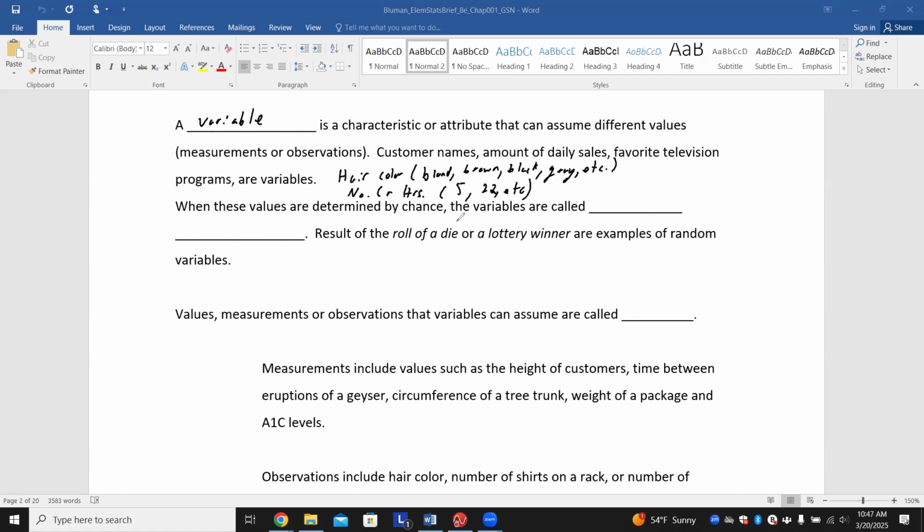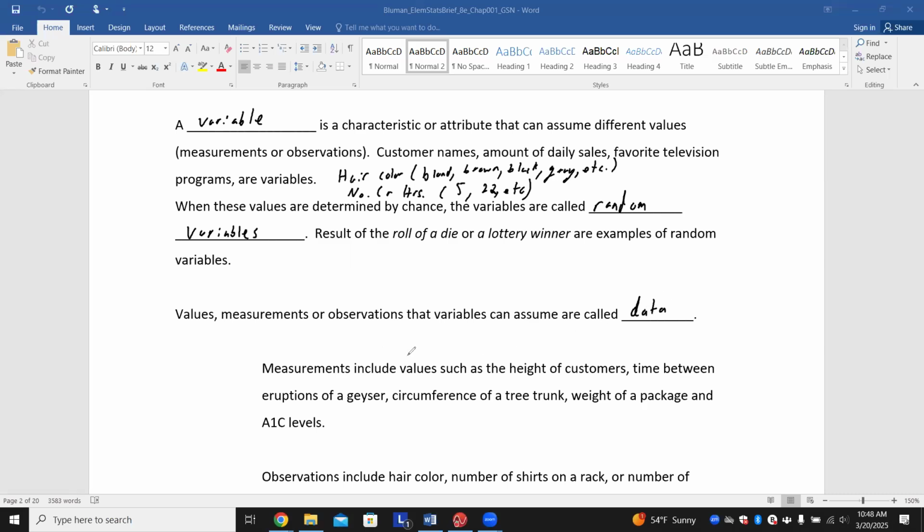When these values are determined by chance, the variables are called random variables. If you're not just pinpointing someone with blonde hair, you're just pinpointing somebody and they happen to have blonde hair, it becomes a random variable. Results of the roll of a die or a lottery winner are examples of random variables. Dice that are randomly rolled and lottery numbers picked are all random, so the winner will be random as well. The values, measurements, or observations that variables can assume are called data.